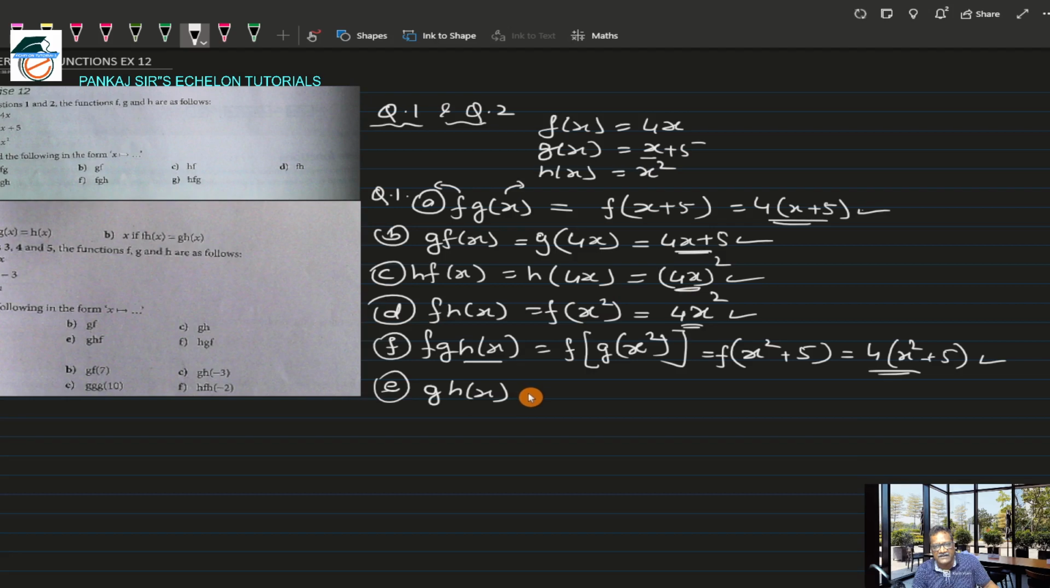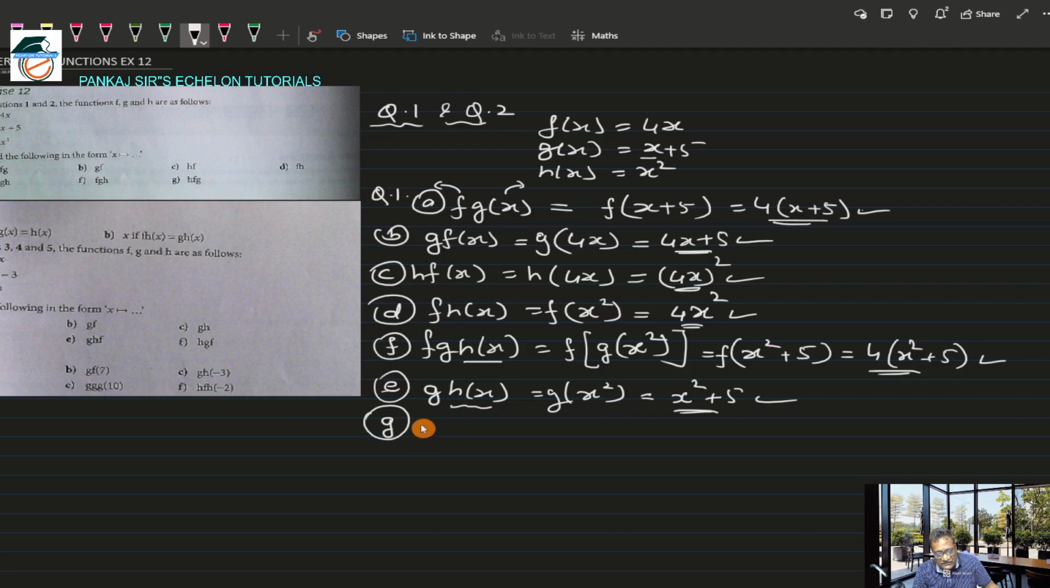Okay. So for GH of x, for h of x, I will write x square. And you have a g in front of that. So g of x is x plus 5. In place of x, I'll write x square plus 5. This is the answer for E. So it's slightly interchanged: this is E and this is F. So E is x square plus 5, right? Okay, fine. Now we've done E and F, and now we'll come to G.